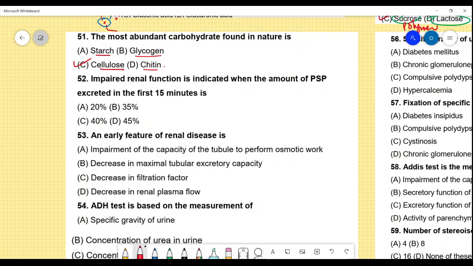Question number 52 is: impaired renal function is indicated when the most amount of PSP is excreted in the first 15 minutes in. Well, PSP stands for phenolsulfonphthalein. Okay, so that is a kind of test for impaired renal function. Renal is related to the kidney.